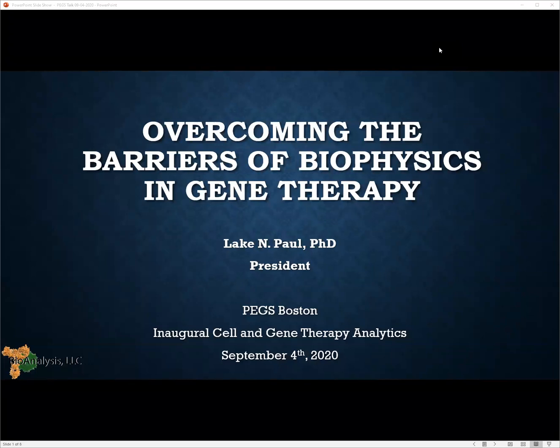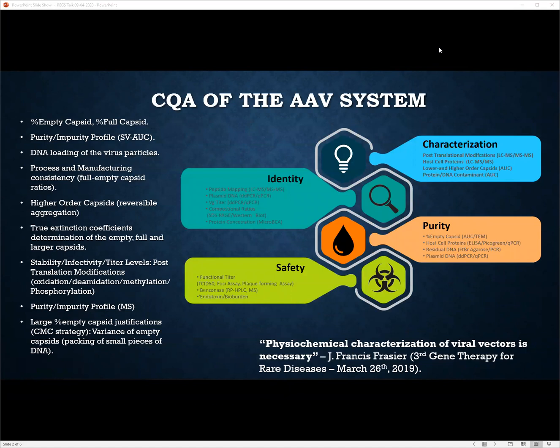So before I go into the specifics of biophysics and its role in the gene therapy field, we all know about the CQAs of the AAV system, which can go from using mass spectrometry for whole cell proteins to post-translational modifications, to a battery of different tests ranging from ddPCR for your titer levels and plasmid DNA, to your TCID50 assays. Usually biophysics is used for characterizing the distribution of your adeno-associated virus.